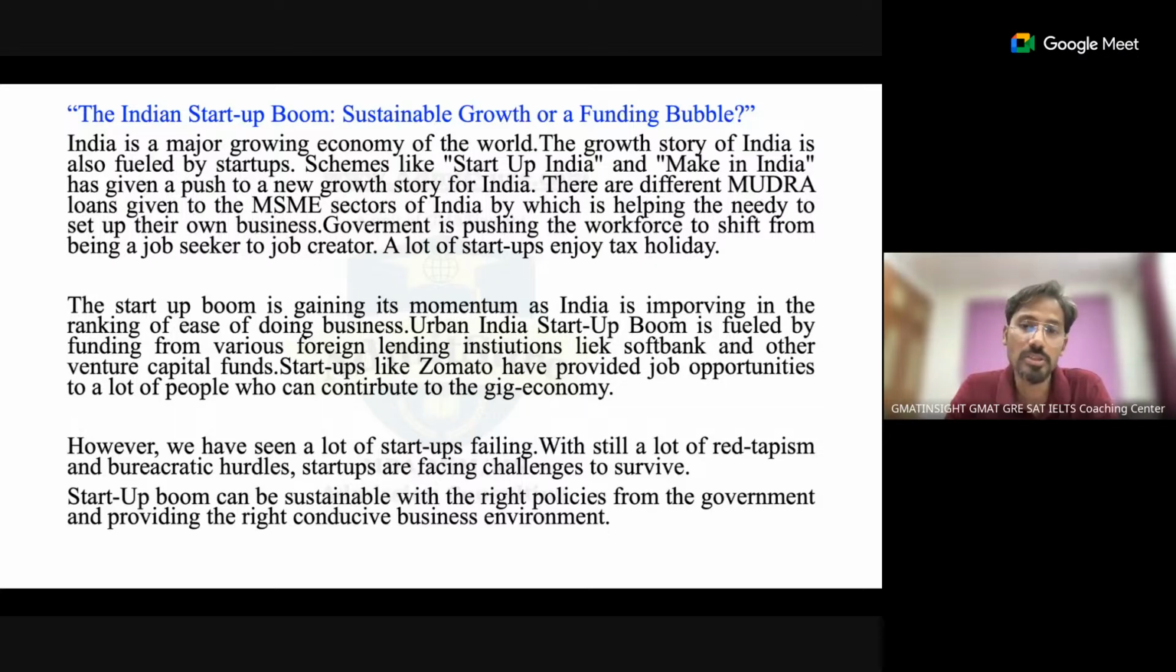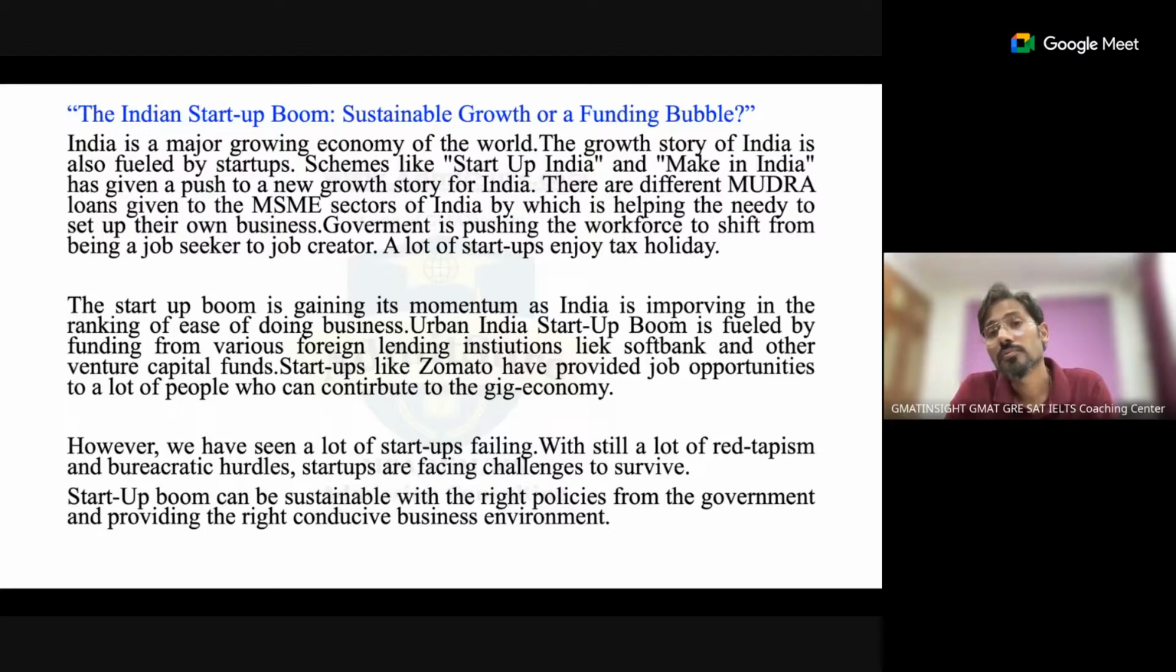However, we have seen a lot of startups failing. With still a lot of red tapeism and bureaucratic hurdles, the startups are facing challenges to survive. The startup boom can be sustainable with the right policies. That is good. The only problem is that the second last paragraph should have been expanded slightly more, and maybe the first two paras should have been shrunk a little. Because why exactly the startups are failing and how can the startup business become more sustainable? That part should be focused on.